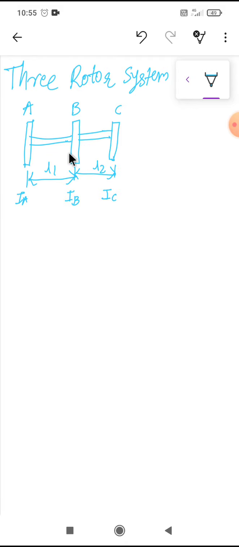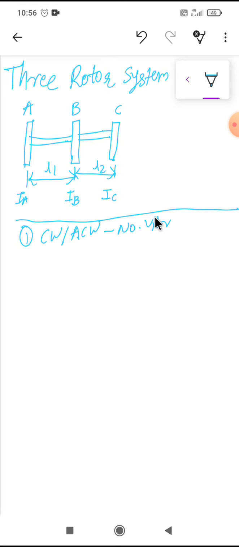So what are the cases? I will just discuss all the cases. Suppose the first case is that all three rotors are moving in the clockwise direction or anti-clockwise direction. In this case there will be no vibration, so there will be no torsional vibration. Then the second case is two rotors moving in clockwise, and one rotor moving in anti-clockwise, or vice versa.